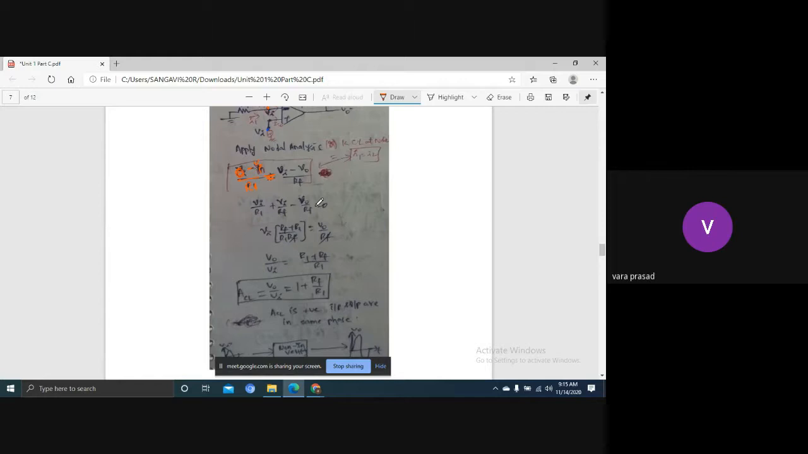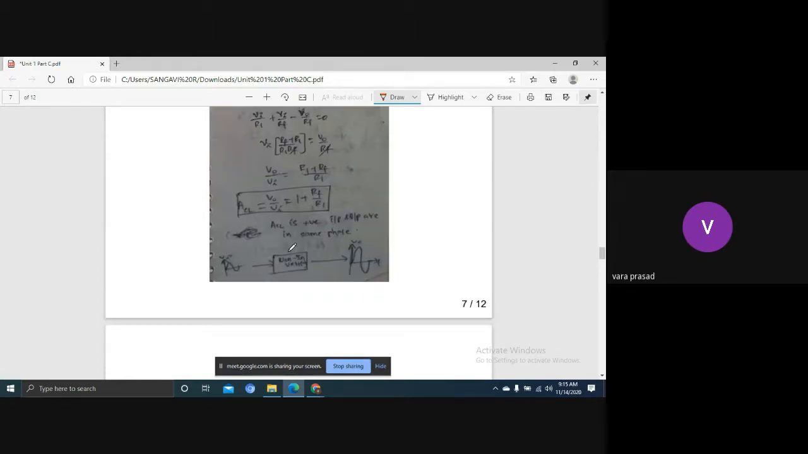This one you can send to this side, then Rf will get cancelled. Please keep in mind, V naught by Vi is equal to (R1 plus Rf) by R1. This one you can split as R1 by R1 plus Rf by R1, so it is 1 plus Rf by R1. Then gain is equal to 1 plus Rf by R1. Or I can write V naught equals (1 plus Rf by R1) into Vi.